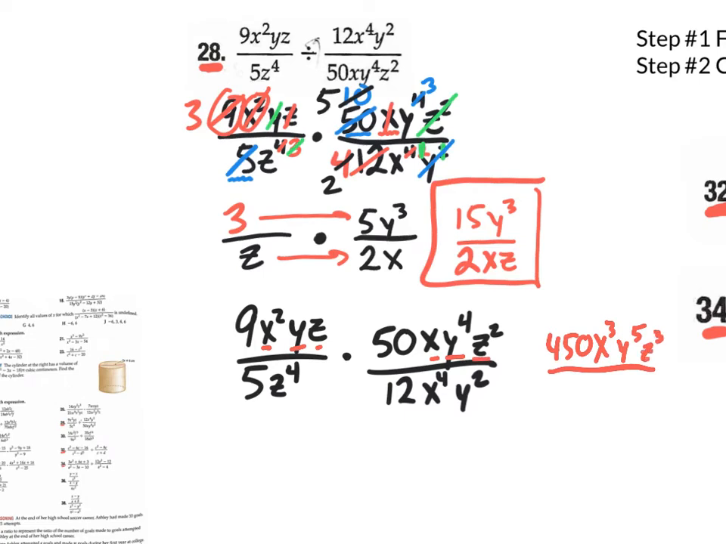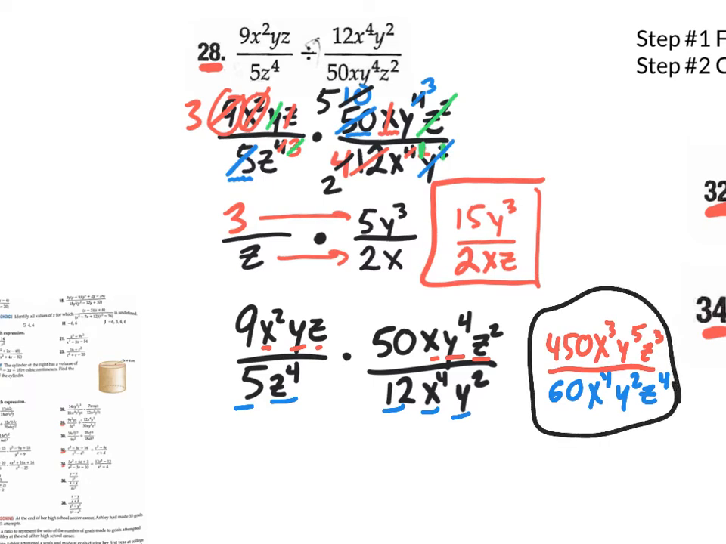And then on the bottom, I could have multiplied the 5 times 12, which is 60. z to the fourth times x to the fourth times y to the second. Let's just put them all in order. x to the fourth, y to the second, z to the fourth. And then from there, I could have simplified this guy by canceling things out. So you could have multiplied and canceled as opposed to canceling first, then multiplying. It's totally up to you.